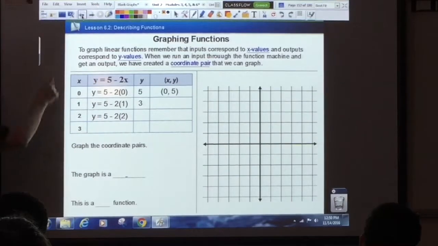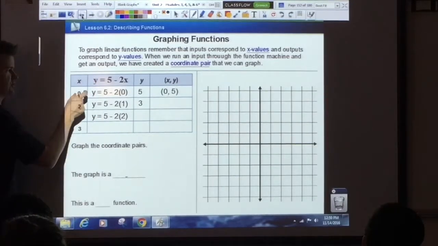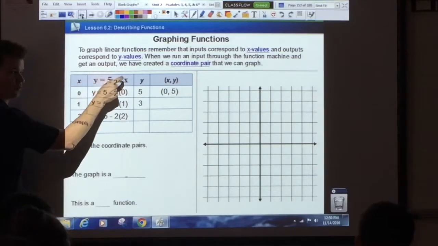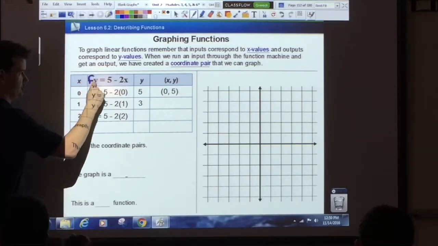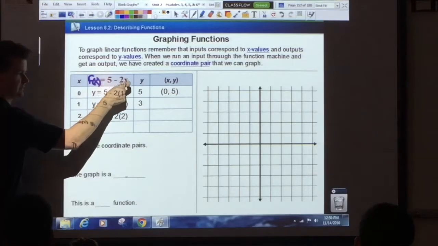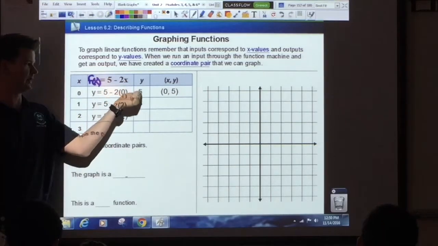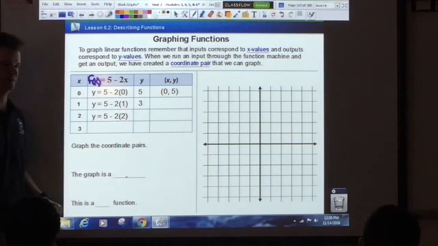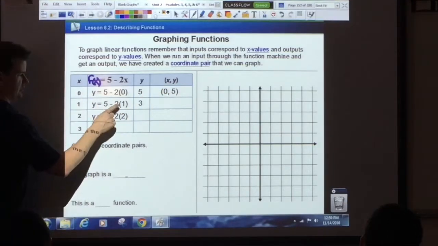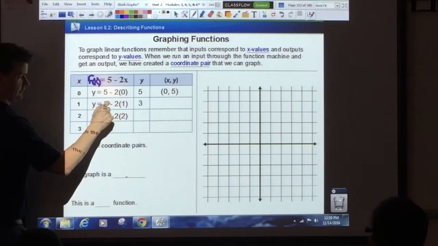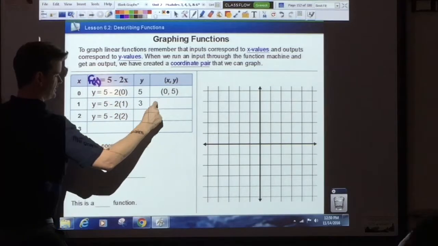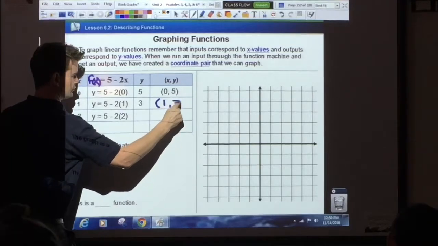So, I selected the inputs for you, and all we do is substitute these into the function, or the equation. This should be a function for x. So here, I put 0 in for x. -2 times 0 is 0. My output is 5. That gives me a coordinate pair. I go to the next one. I substitute in 1. 5 minus 2 times 1. 5 minus 2 is 3. That gives me the coordinate pair of 1, 3.